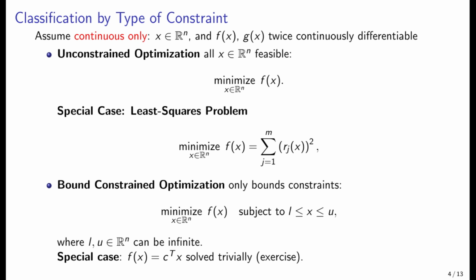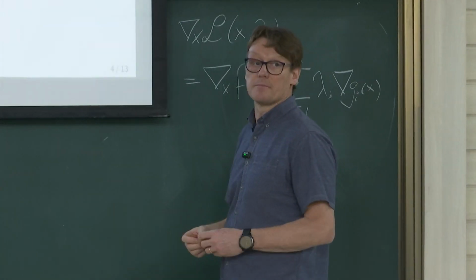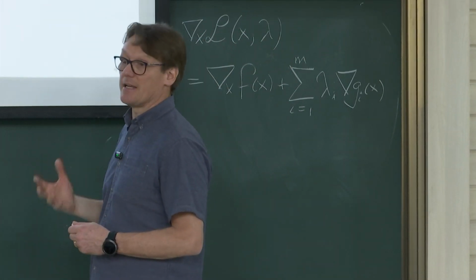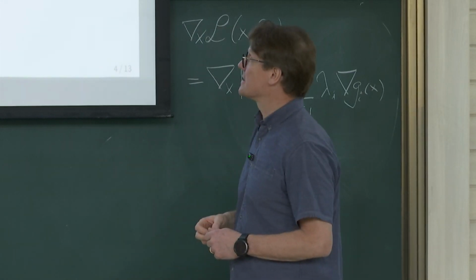It's a continuous problem. A very important special case is the least squares problem, where my objective function is a sum of residuals Rj of x. And they could be scaled, for example, by some variance parameter sigma or something. This is a very important problem because it arises, for example, in inverse optimization problems or reconstruction problems where you're reconstructing from data, you're reconstructing a sample.